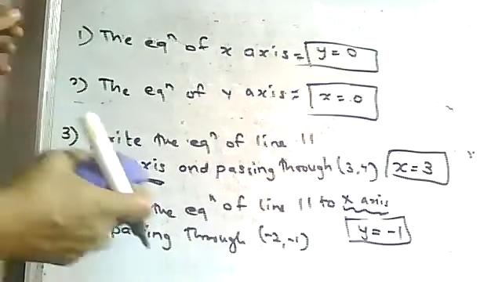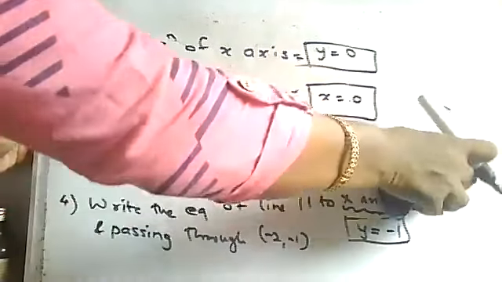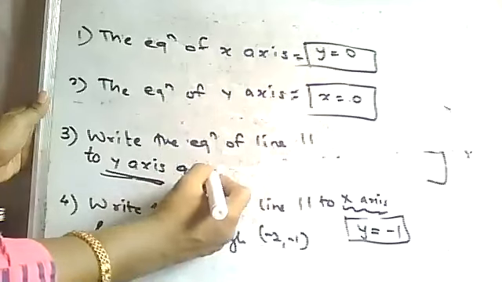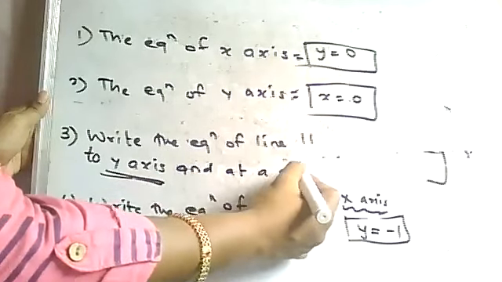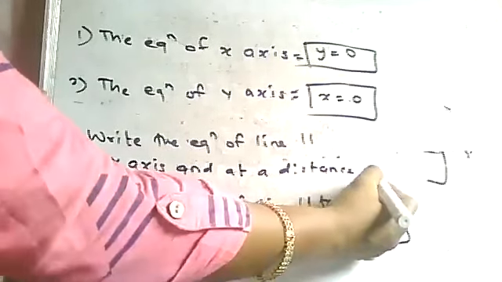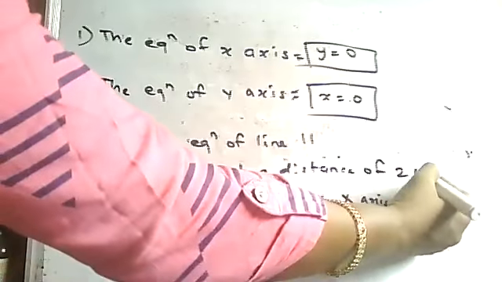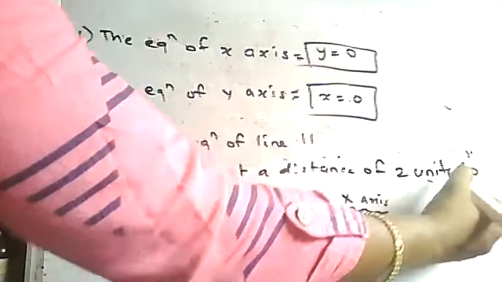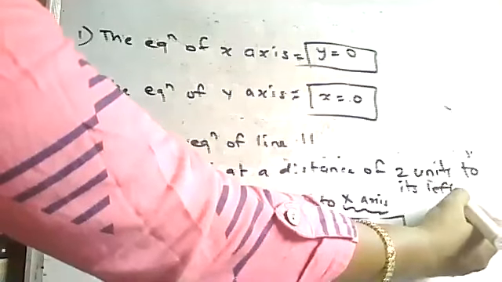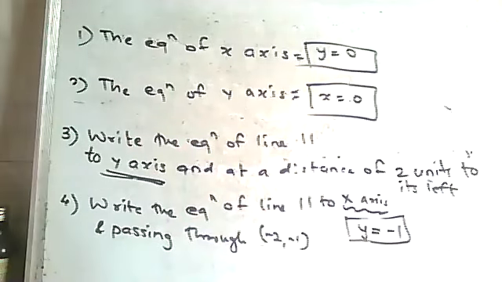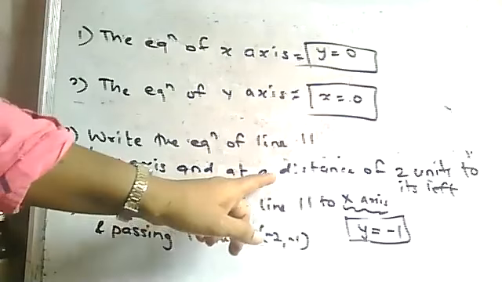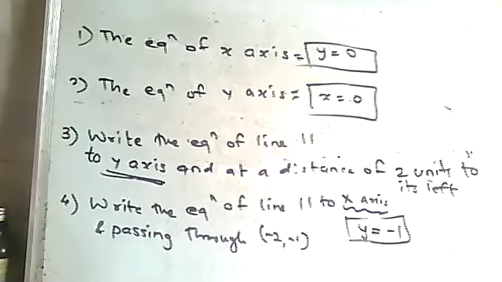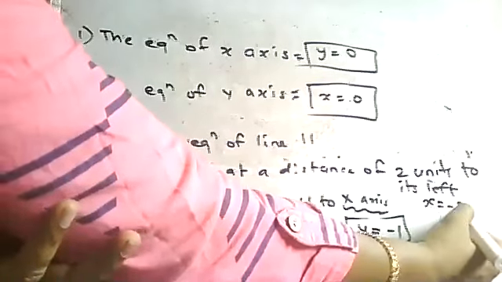They may give you a hint: parallel to y-axis and at a distance of, suppose, 2 units to its left. So what is the equation? Correct, you're right. Good, very good. X is equal to minus 2.